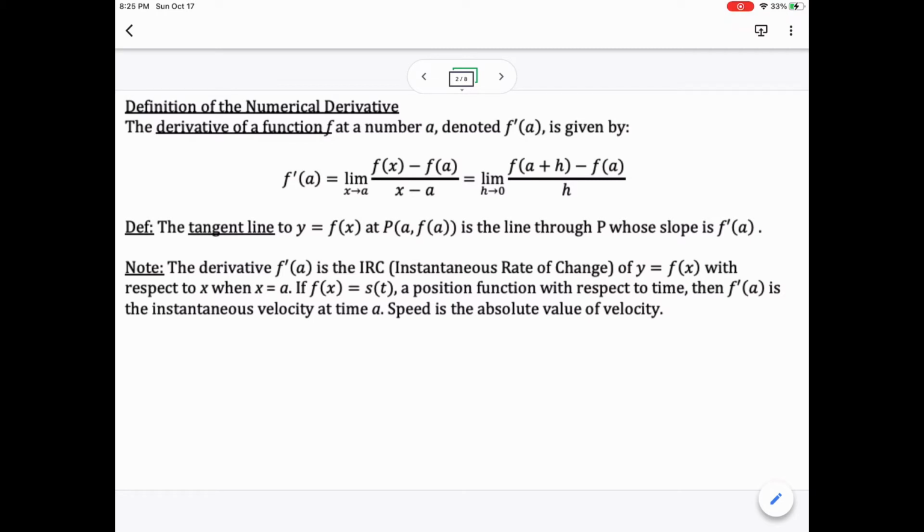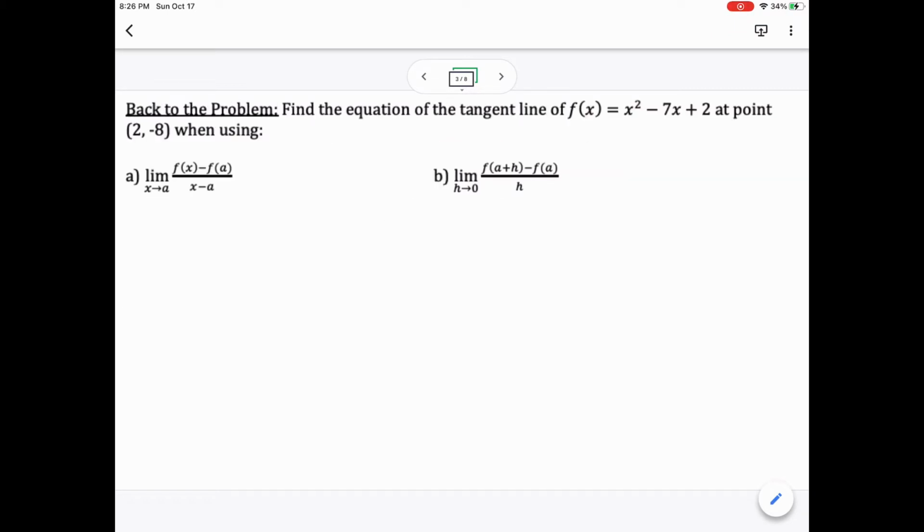So the slope of the tangent line to a function at that point is going to be the derivative. We call that the instantaneous rate of change of the function f of x with respect to x as x approaches a. We can also talk about the position function with respect to time. So instantaneous velocity is our derivative, or f prime of a at a. Speed is going to be the absolute value of velocity there. Okay? So let's go back. We're going to try these. We're going to do both. We should be able to get the same answer.